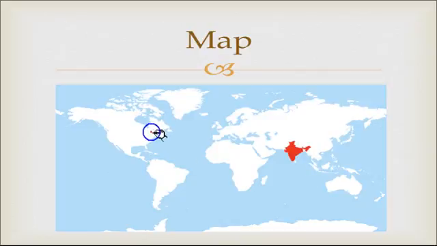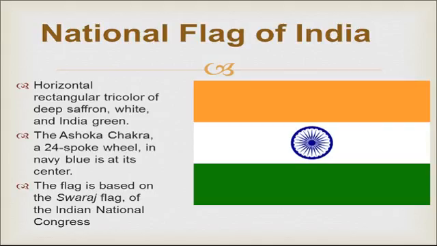Here's the United States, and here's about where I am in Pennsylvania. And here's India, all the way across. Next up is a little picture of the flag. It shows that it's three colors, a deep saffron color, a white, and an Indian green. In the center of it is a 24-spoke wheel that is navy blue in color.